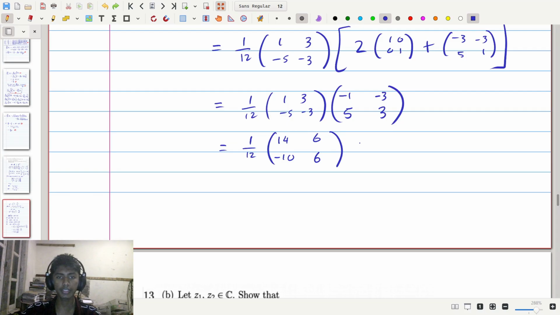Now in this we can see we can divide everything by 2, and doing so we get 1 over 6 times 7, 3, negative 5, 3, and that is going to be the final answer for this question.